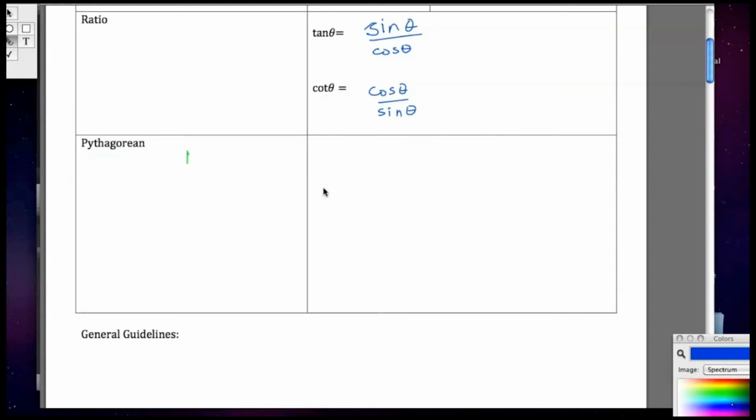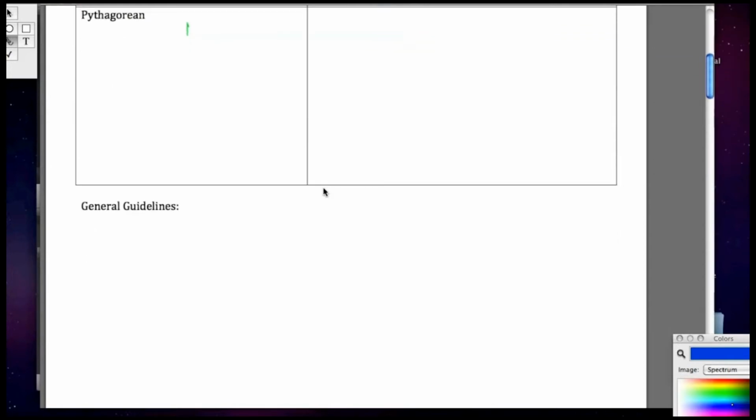Okay? Down in this Pythagorean identities box. Remember, these are going to be extremely useful for us. The first one is going to be something that looks a lot like the Pythagorean theorem. Sine squared plus cosine squared, or cosine squared plus sine squared, is equal to 1. And derivatives of this, or things that come from this: sine squared theta is equal to 1 minus cosine squared theta, and cosine squared theta is equal to 1 minus sine squared theta.